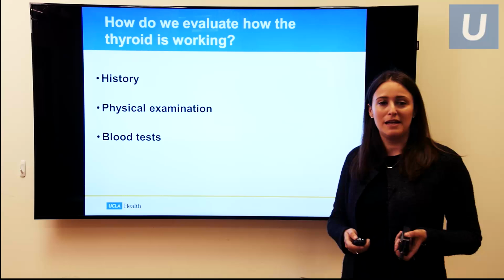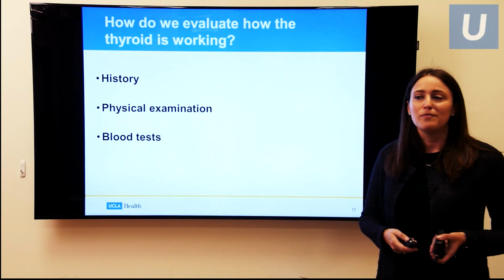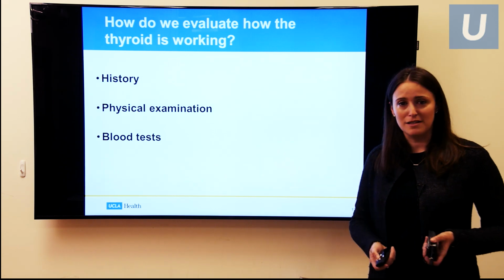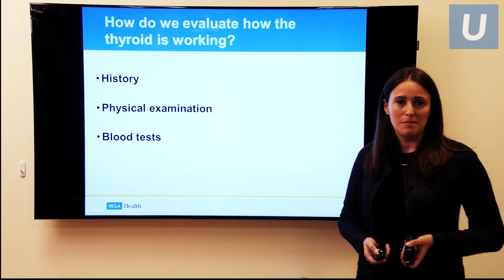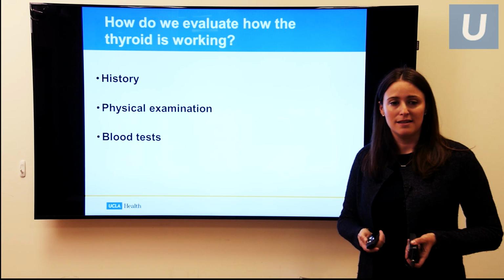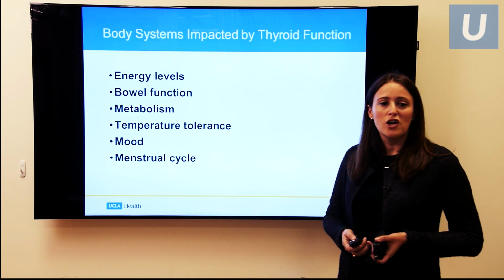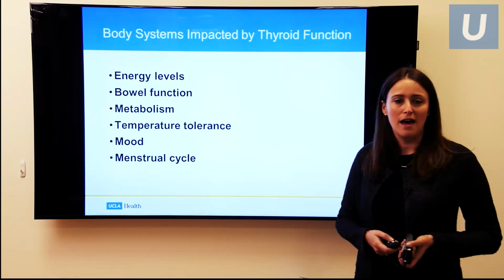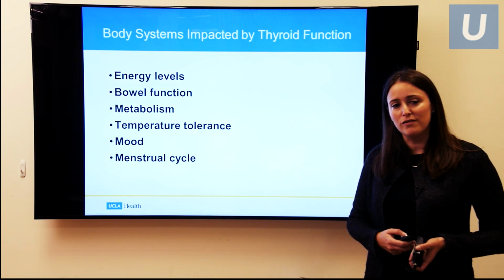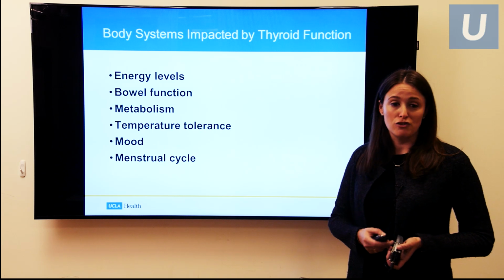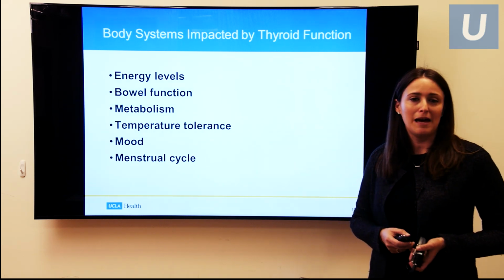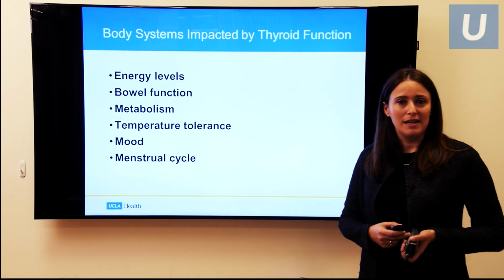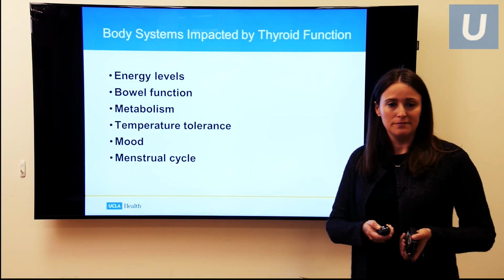Now, how do we evaluate how the thyroid is working? Well, your doctor will take a history from you, focusing in on some of the systems that are affected by the thyroid. They'll do a physical examination and then order blood tests. In terms of the history, your doctor is going to focus in on body systems and symptoms that might be produced by the systems that are impacted by thyroid function. So some of those include your energy levels, your bowel function, metabolism, the way that your body is sensing temperature, mood, and in women, your menstrual cycle.